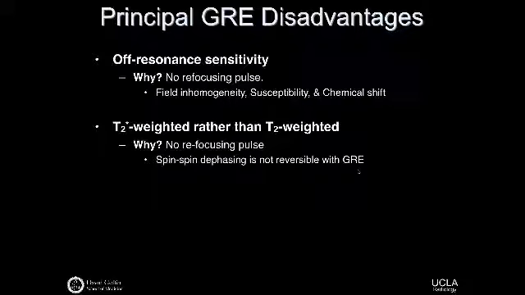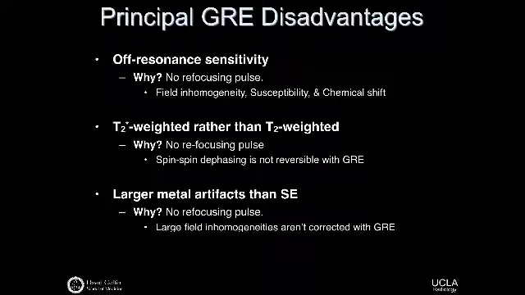One of the downsides to using the gradient echo sequence is you get larger metal artifacts than spin echo. Again, spin echo has that refocusing pulse, so sources of off-resonance can be refocused, including things even as severe as the presence of metal, orthopedic implants, and so forth. And so spin echo imaging typically performs better when there's implanted metal in a patient than gradient echo imaging.